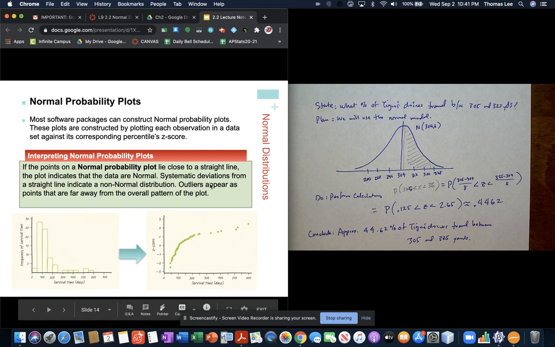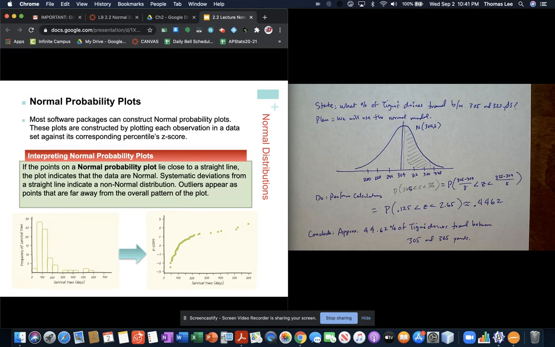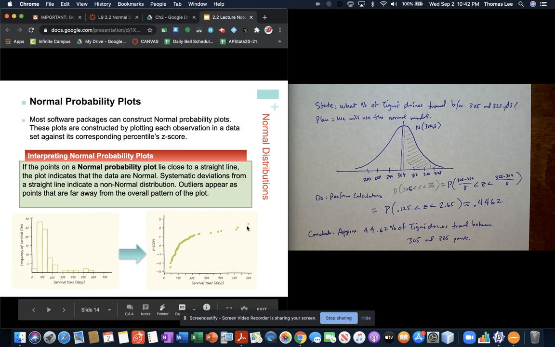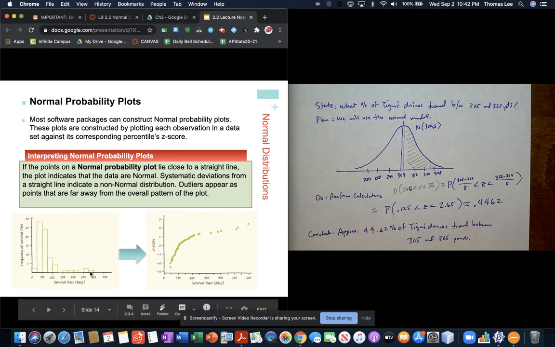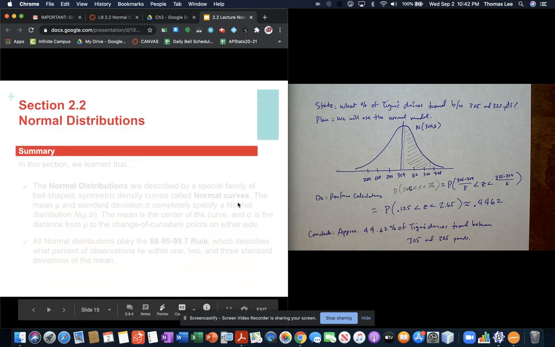Okay, outliers appear as points that are far away from the overall pattern of the plot. So you have most of the dots right here. Then you have a couple dots that are really far away. Those are possible outliers. Okay, and this dot has an x value of 600. That is this thing over here.